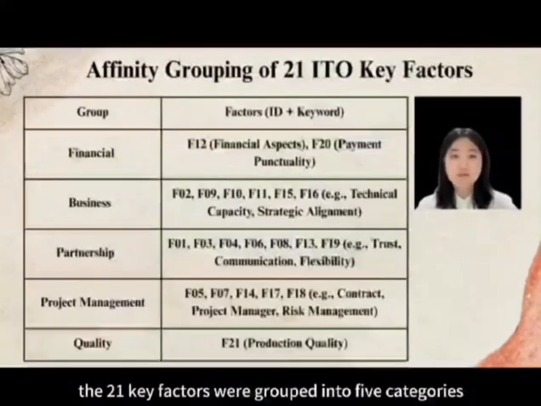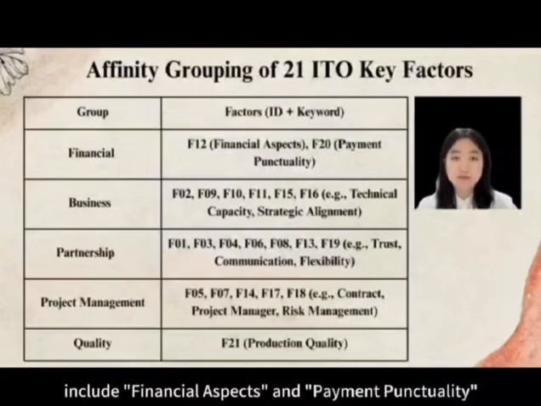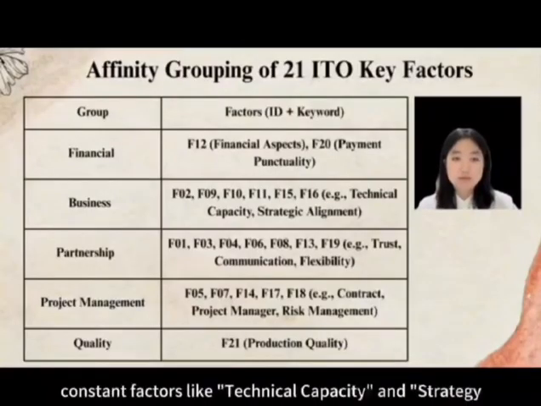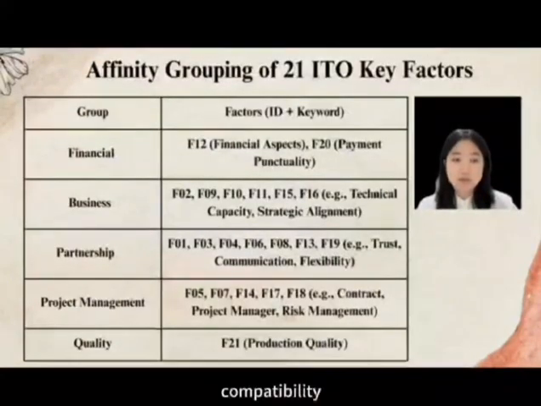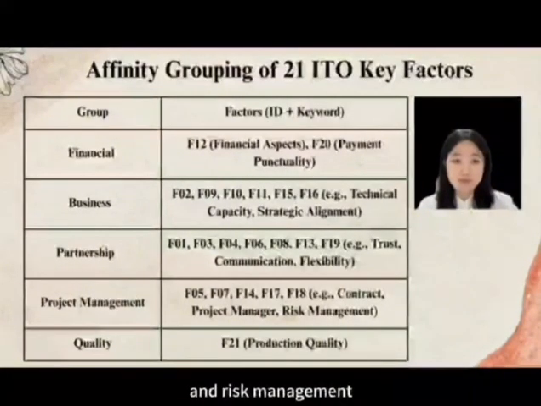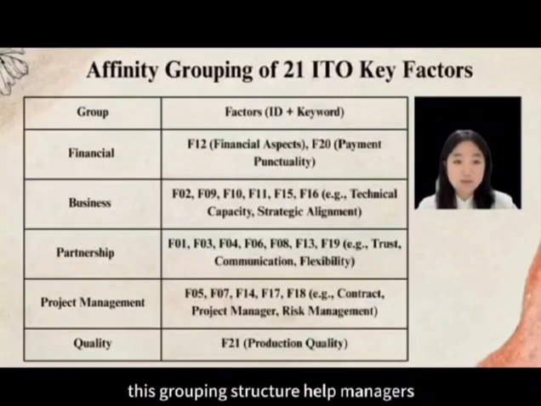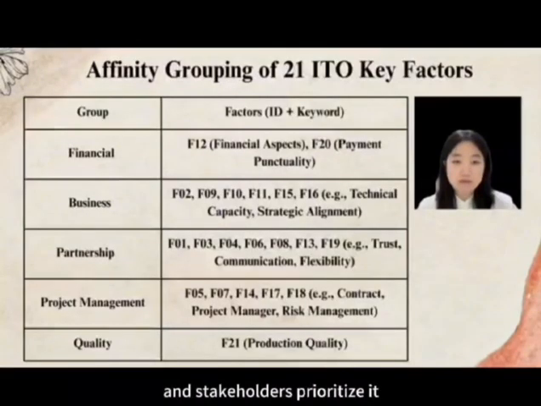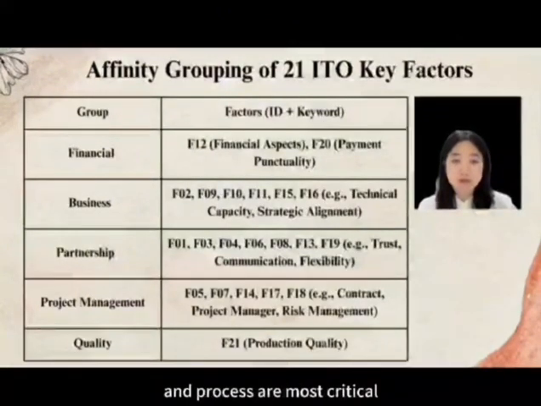The 21 key factors were grouped into 5 categories based on their conceptual similarity. For example, the financial group includes financial aspect and payment punctuality. The business group contains factors like technical capacity and strategy alignment. The partnership group is focused on communication, trust, and culture compatibility. There are also groups for project management, which include factors like contract and risk management, and finally quality, represented by production quality. This grouping structure helps managers and stakeholders prioritize key areas during project planning and provides a clear view of which relationships and processes are most critical.